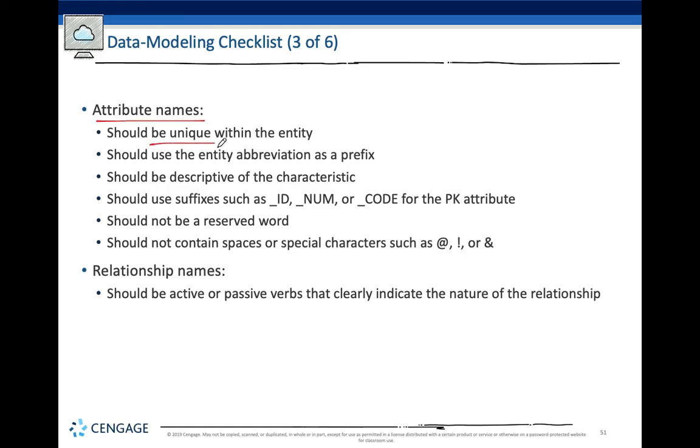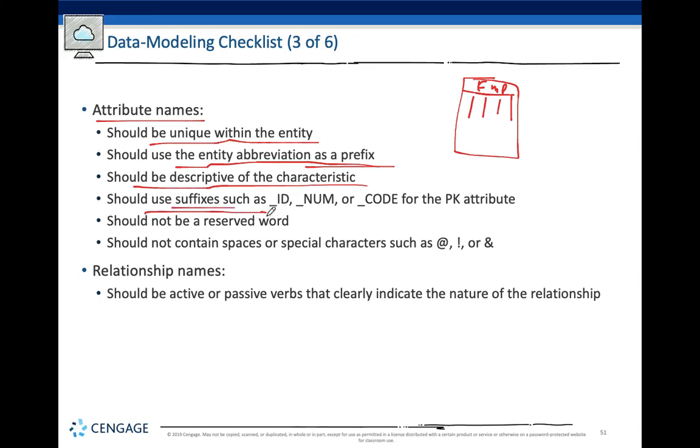Attribute names should be unique within the entity, and should use the entity abbreviation as a prefix. For example, if you have an entity called employee, right, then the attribute names within employee could use EMP as the prefix. So you could have, for example, EMP_ID, EMP_LNAME for last name, EMP_FNAME for first name, and so on. Right? The attribute names should be descriptive of the characteristic and should use suffixes such as _ID, number, code for the primary key attribute.